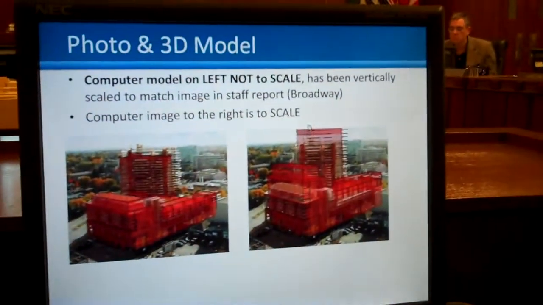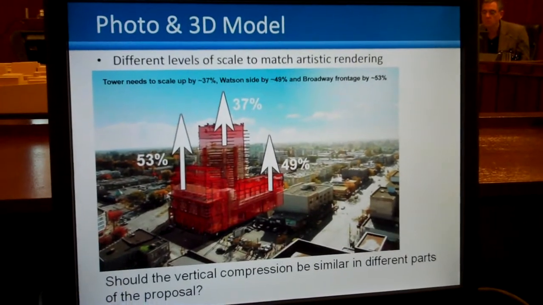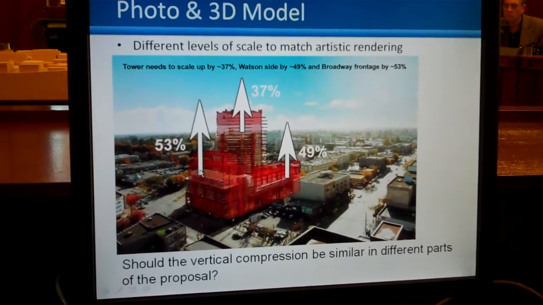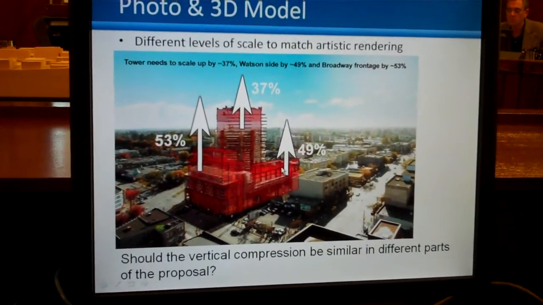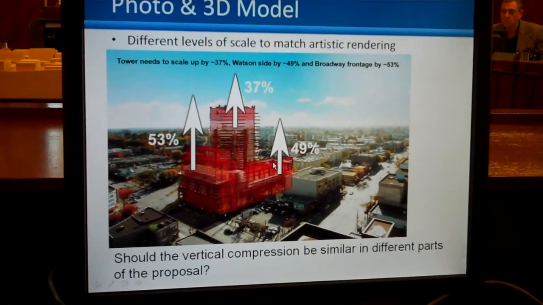I asked for feedback several times. I got a couple of emails in response. No information was shared. Now, what I did is another investigation in terms of scale. I scaled my image so it actually matched the one in the staff report here. And there are different levels of vertical compression here. And that's the image without any vertical compression. So the Broadway frontage would have to be increased by about 53%, the tower by 37%, and the Watson Street area by 49%. So either the vertical compression would be similar in all three areas, but it's not, it's different.